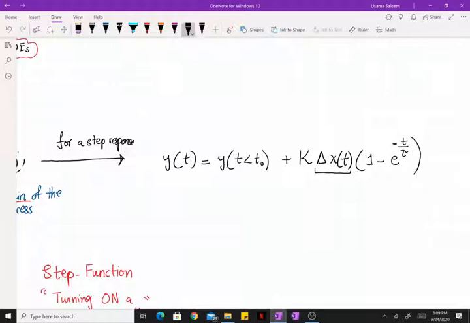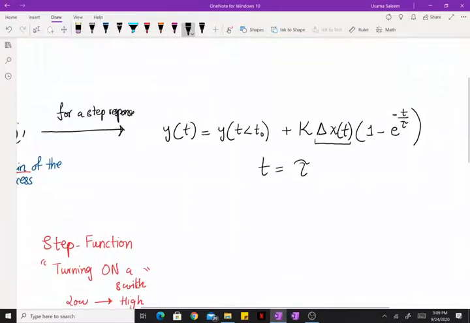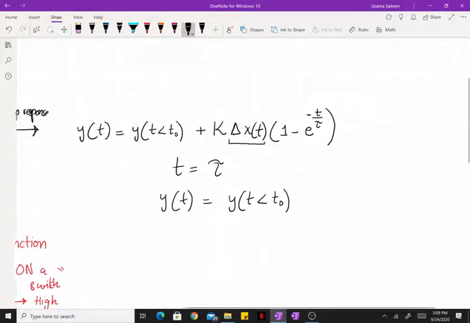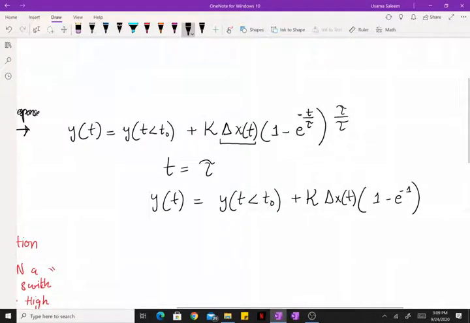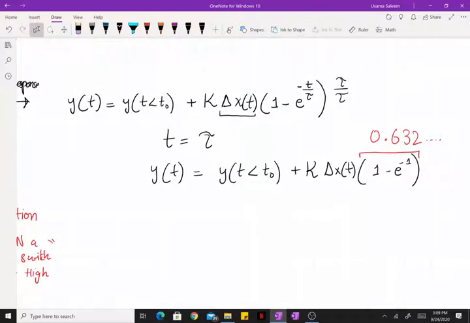So when you plug in t equals tau here, notice what happens. We have y of t equals the initial value of y plus k delta x times 1 minus e raised to the power negative 1, because you're going to have tau over tau. And this number turns out to be 0.632 rounded to 3 decimal places.